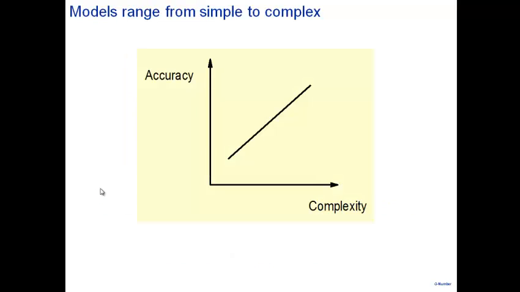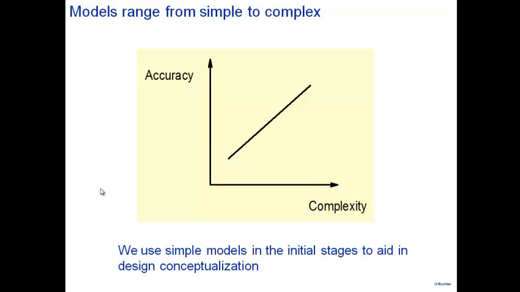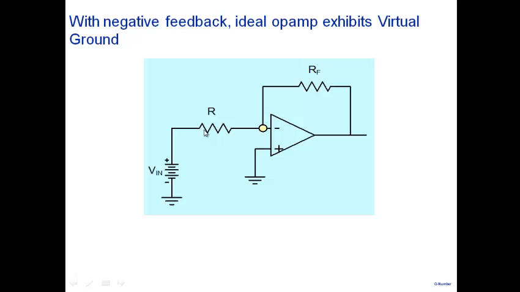And this is something we know in general, that models range from simple to more complex, and accuracy goes with that. Anyway, so let's come back to this ideal op-amp. One of the properties of an ideal op-amp that you know is that when you put negative feedback in an ideal op-amp, this point becomes a virtual ground. Virtual ground meaning the potential at this particular terminal is the same as the potential here. And in many of the circuits, this terminal is made ground, so we call this a virtual ground, right?